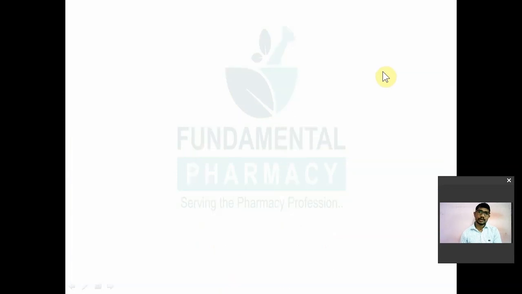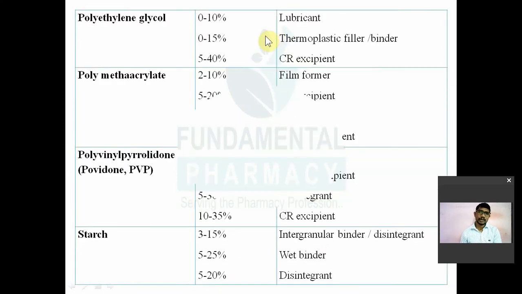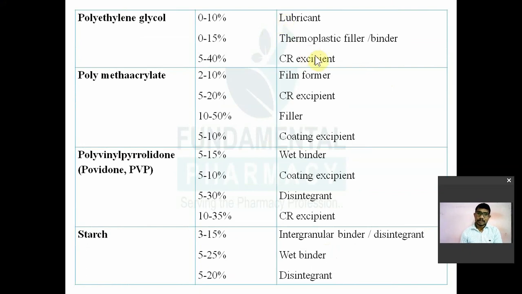Next one is polyethylene glycol. This polyethylene glycol is used as a lubricant, then a binder, then a control release excipient, in various concentrations. I have given these concentrations in the book also. Actually this concentration is not that useful, but you should read at least one thing.